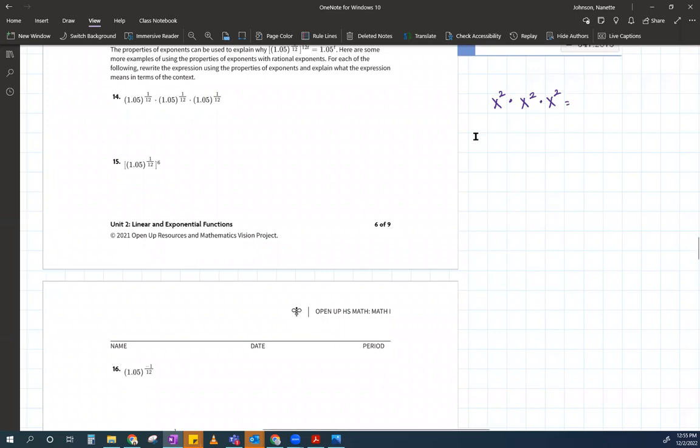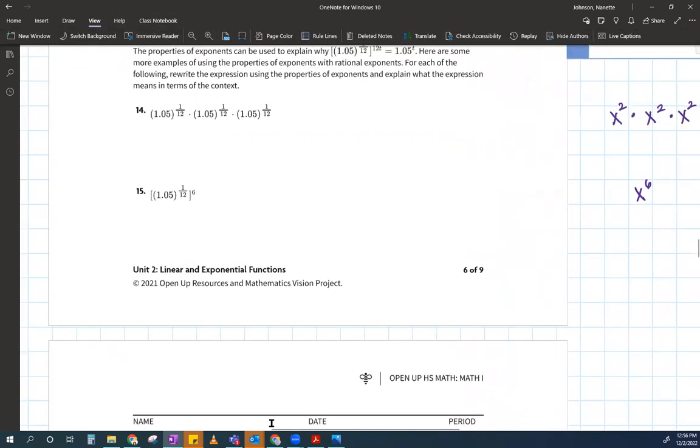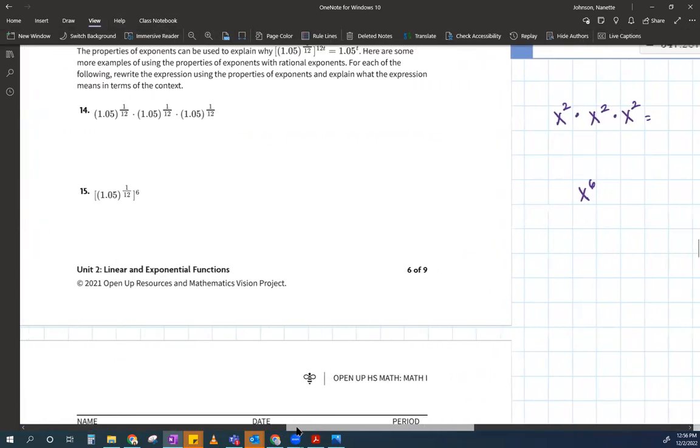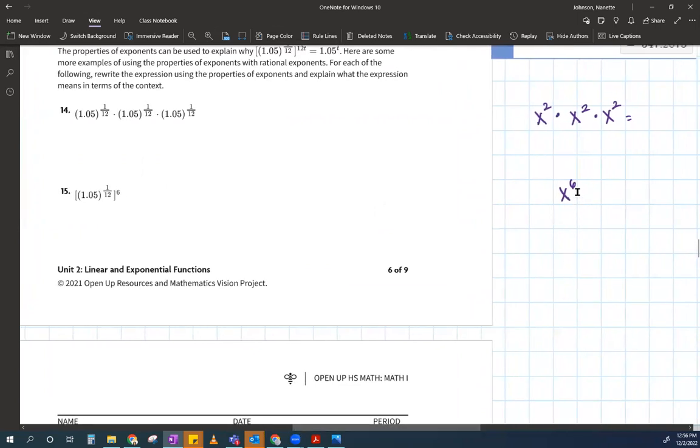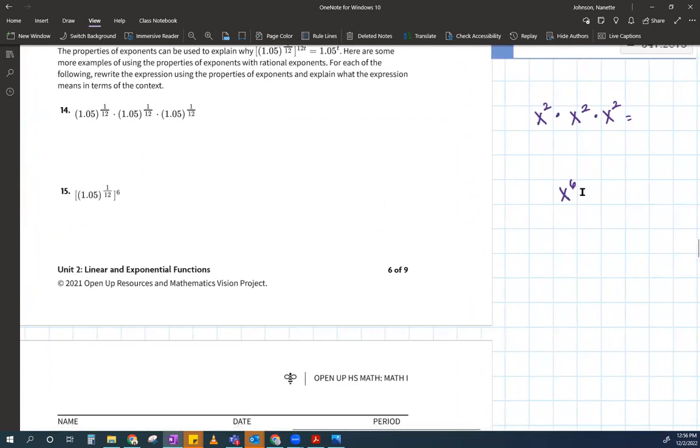Very good. A lot of people said x to the 6th. Miss Johnson, can you pull me back into your brain? Where did you get, I see the x, I understand the x. How did you get 6? Yes, ma'am, I shall. Grab that. Go this way. Yeah, that's good. So how did you get x to the 6th? Very good. You just add these exponents.